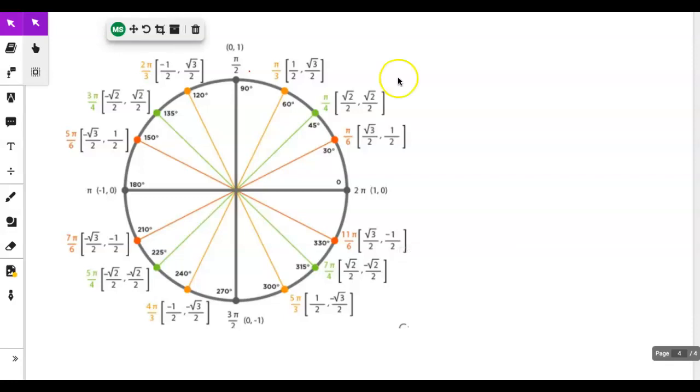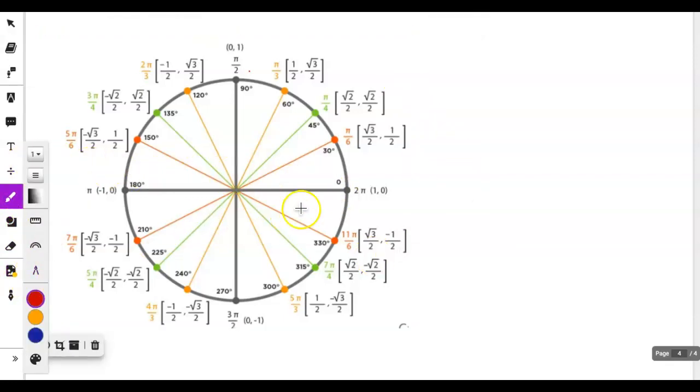Here's a completed unit circle, and it's color-coded by the reference angles. All of the angles that are 30 degrees from the x-axis are in orange. All of the angles that are 45 degrees from the x-axis are in green. And all of the angles that are 60 degrees from the x-axis are in yellow. And all of the ordered pairs are with them.